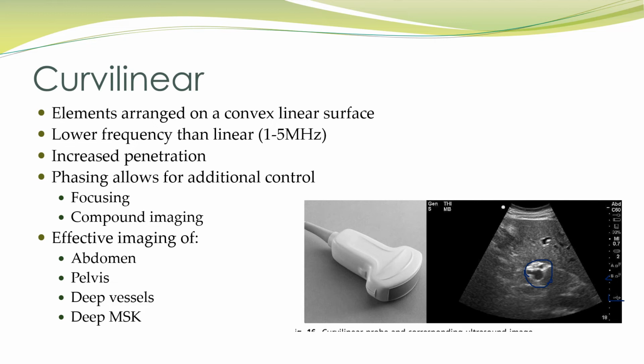So with your curvilinear, it allows for effective imaging of your abdomen, pelvis, deep vessels, kind of like the perineal that I mentioned, and deep musculoskeletal, maybe like a hip joint or acetabulum, something like that.